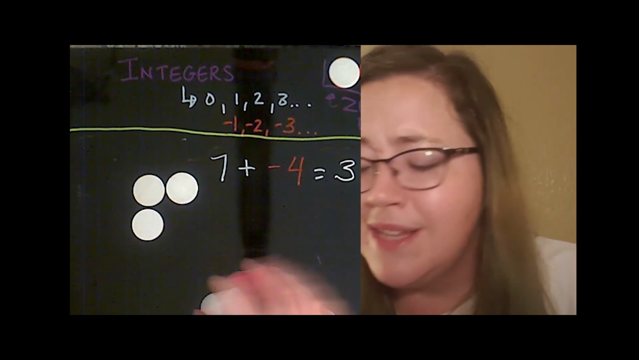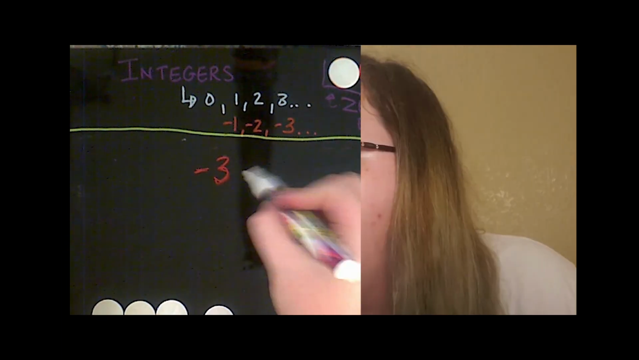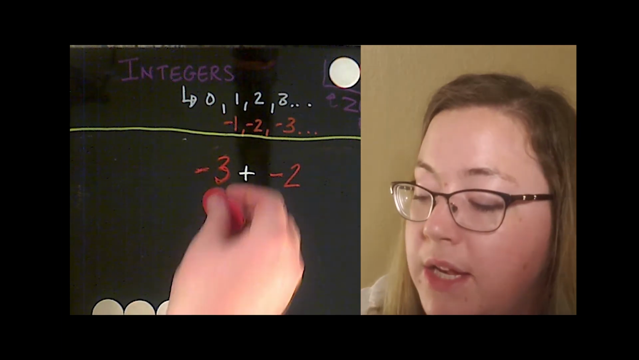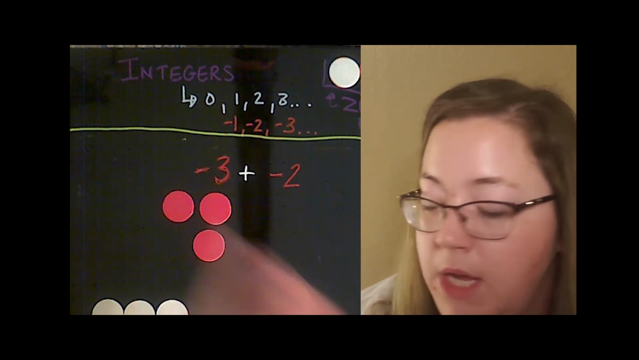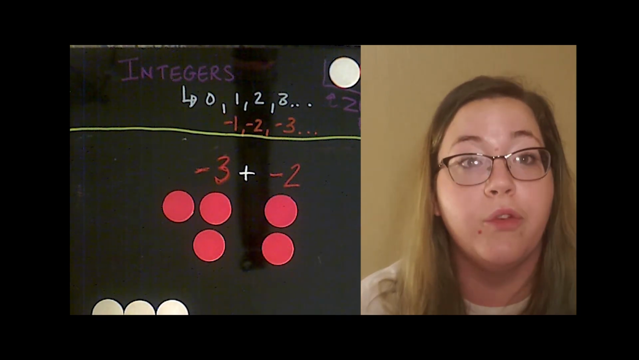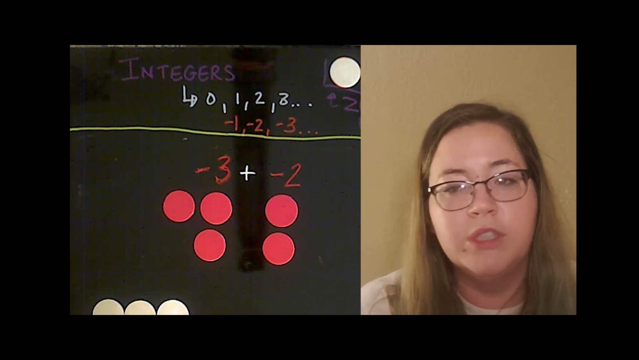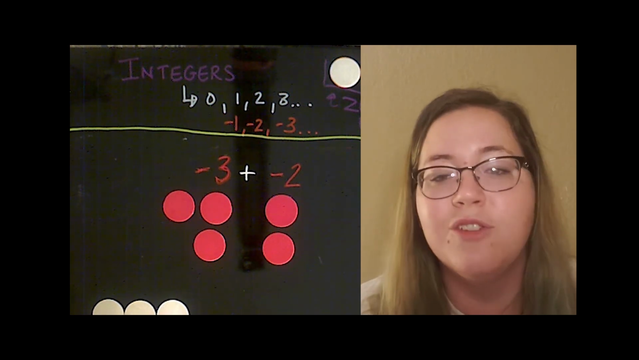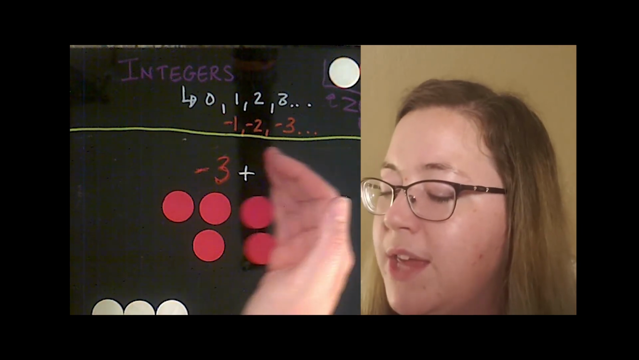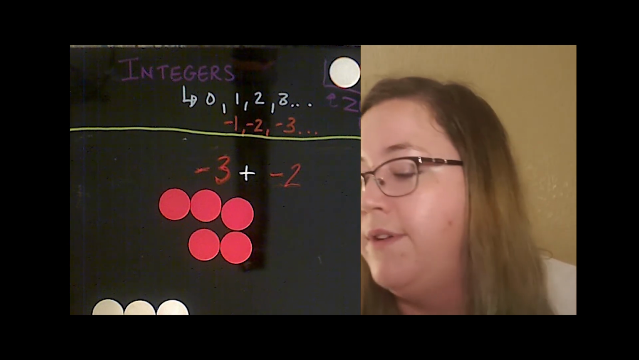What happens if all of the numbers are negative? -3 plus -2. I just do my counters. So I have 3 negatives and 2 negatives. They're the same color, which means I can't make any 0 pairs because a 0 pair has to have a white and a red. There's only red. So I just squish them together. -3 plus -2 is -5.